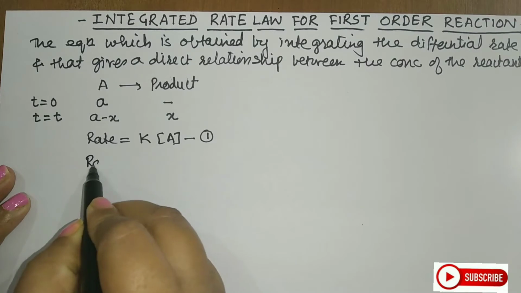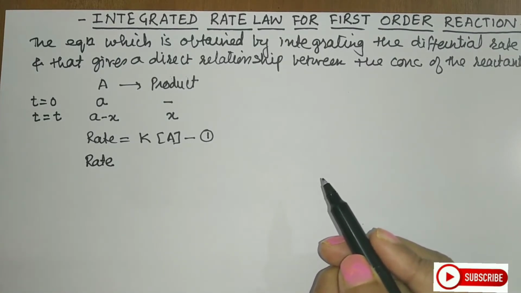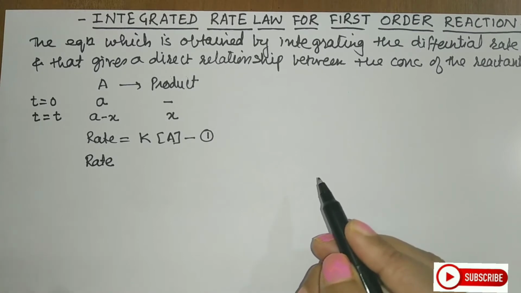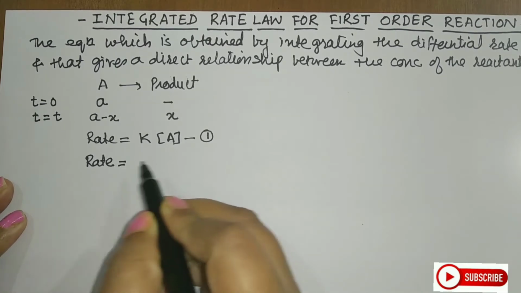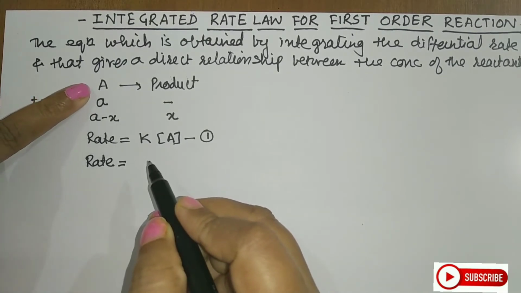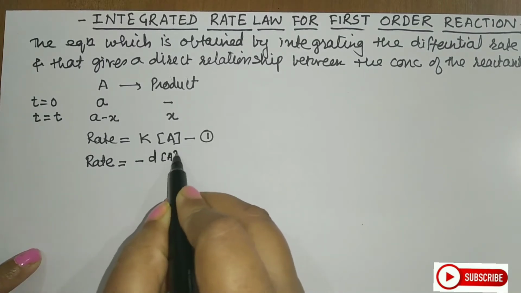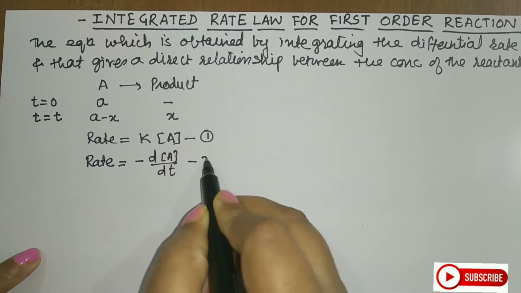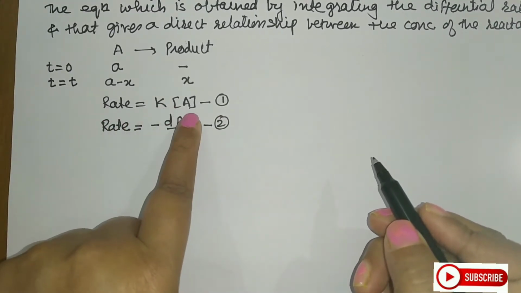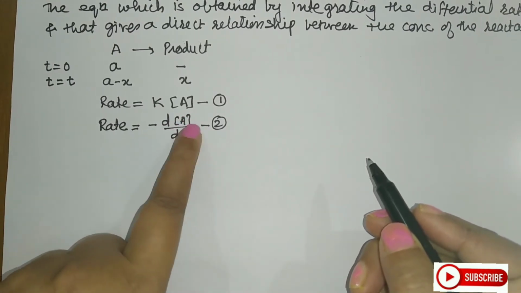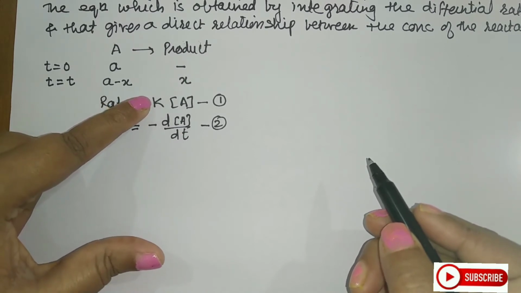We know that rate with respect to reactant is the decrease in the concentration of the reactant with respect to time. Here I am considering the instantaneous rate. So rate is equal to, as the concentration of A will decrease with respect to time, it will be minus dA upon dt. Let's mark this equation as equation 2. Rate is equal to k concentration A and rate is equal to minus dA by dt. So can I say minus dA by dt is equal to k concentration of A?